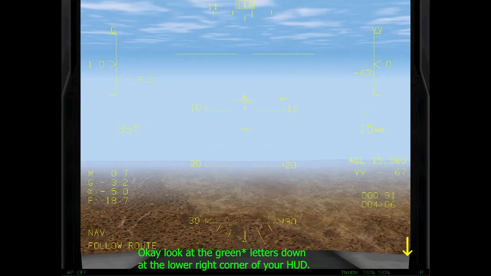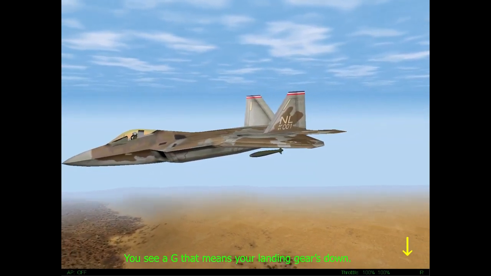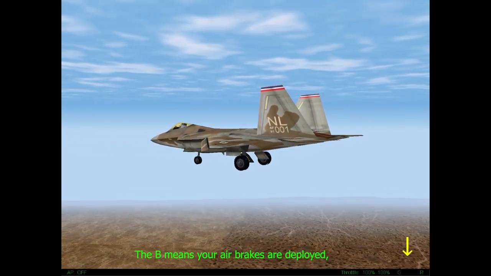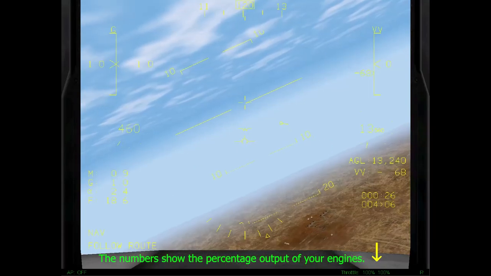Okay, look at the red letters down at the lower right corner of your HUD. If you see a G, that means your landing gear is down. If you see an F, that means your flaps are down. The B means your air brakes are deployed. An R means your radar is on. The numbers show the percentage output of your engines.